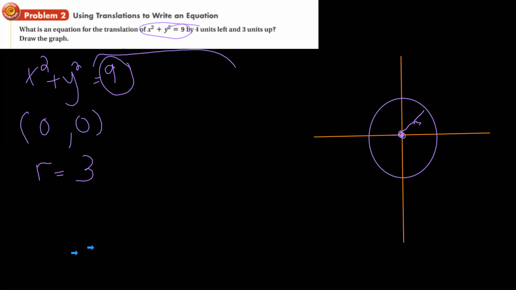Now, I shift this circle 4 units left and 3 up. What does it mean? Please give me 1 minute.